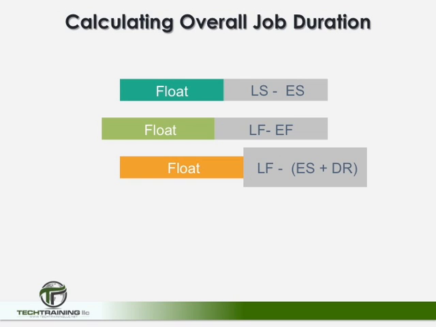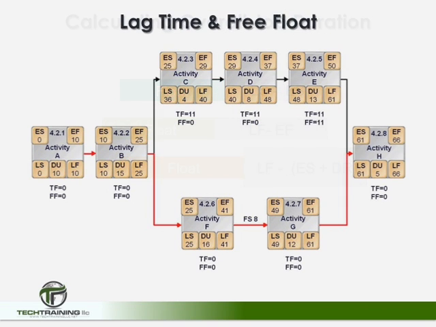We can also take the late finish minus the early start plus the duration. But for simplicity and to stay on one system of calculations, we are going to use the late start minus the early start. Now, once we're done with the backward pass, the forward pass, and the other calculations, we're also going to calculate lag time and free float. However, let's complete the other calculations first before we get into these calculations. These calculations are very beneficial to the schedule, but we have to do the other calculations first.